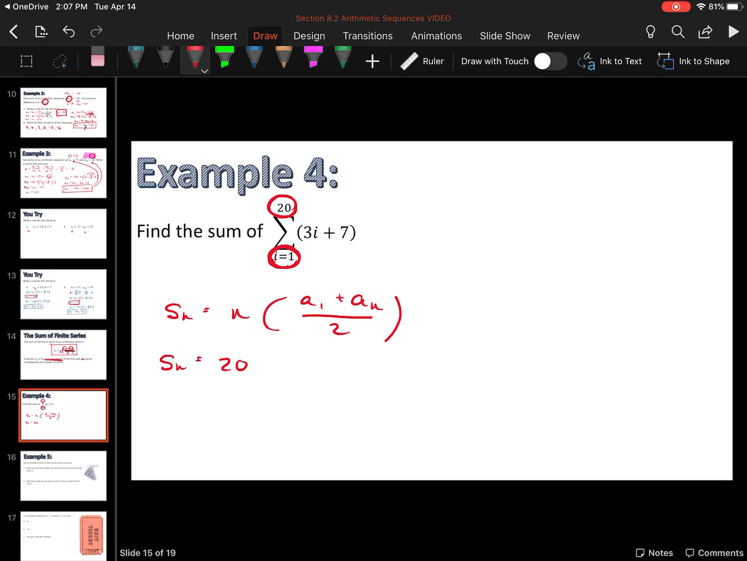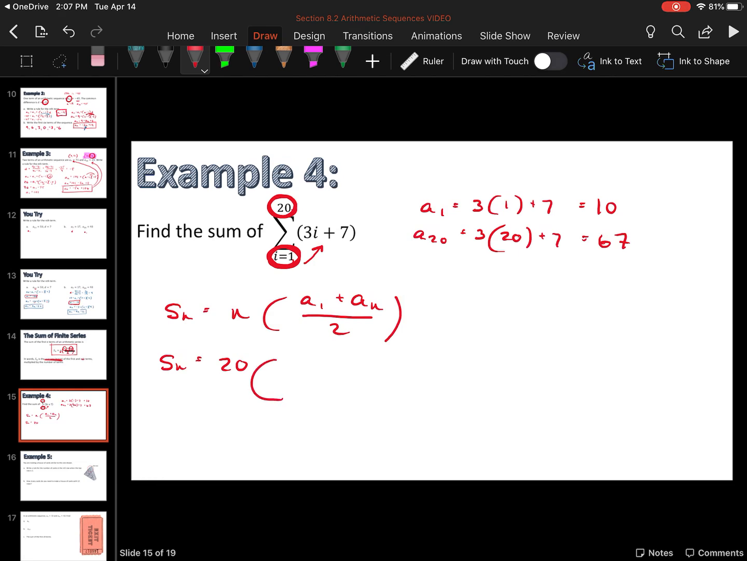So if you plug in to get your first term, the first term in this series, I'm going to plug in 1 for i. So a sub 1 is going to be equal to 3 times 1 plus 7, which gives me 10. But I also need to know what the 20th term is, the last thing when we put it in there. So when I plug in for a sub 20, it is going to be equal to 3 times 20 plus 7. Well, 3 times 20 is 60. 60 plus 7 is 67.